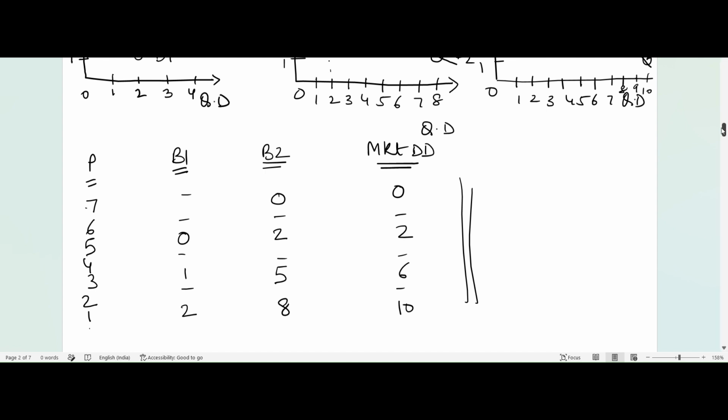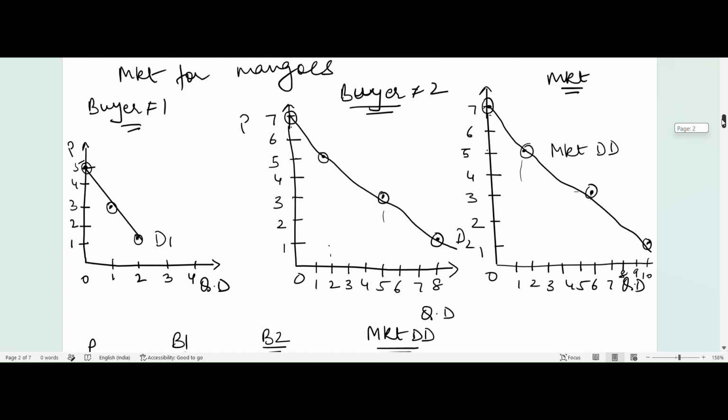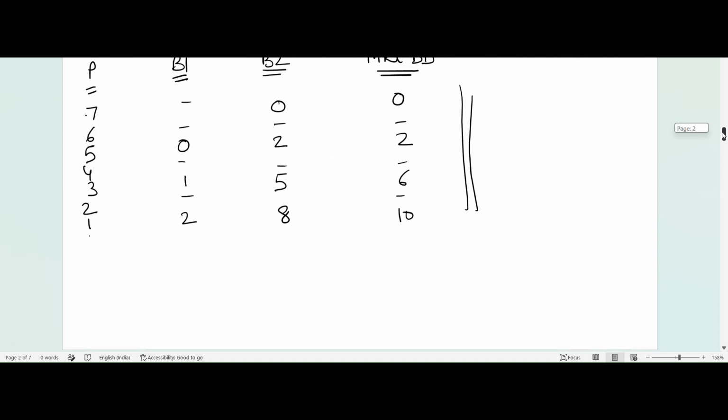And the above one is nothing but your market demand graphically deduced. So again, I'm repeating, the market demand is always the horizontal summation of the individual demands given for a particular product. And at each price, you have to horizontally add, and you get the market demand. That's your market demand curve.